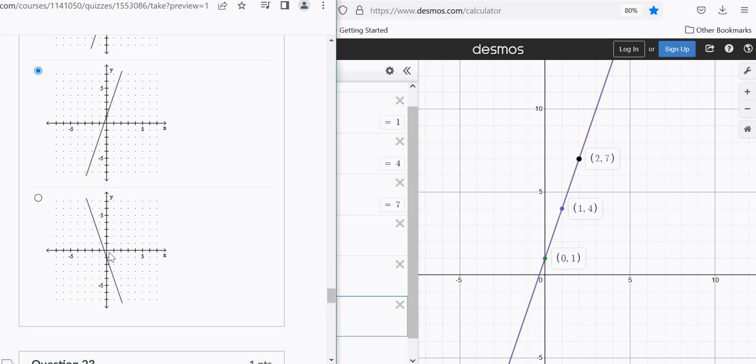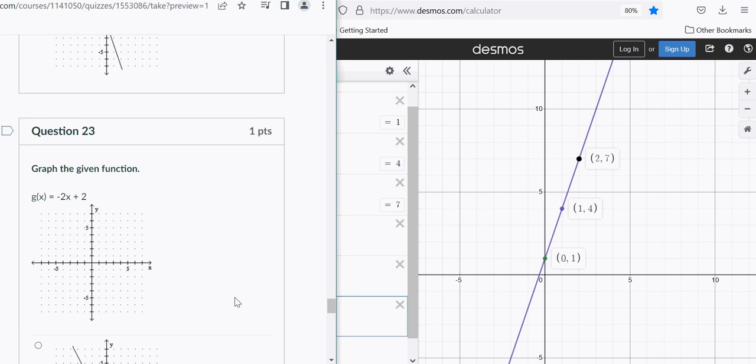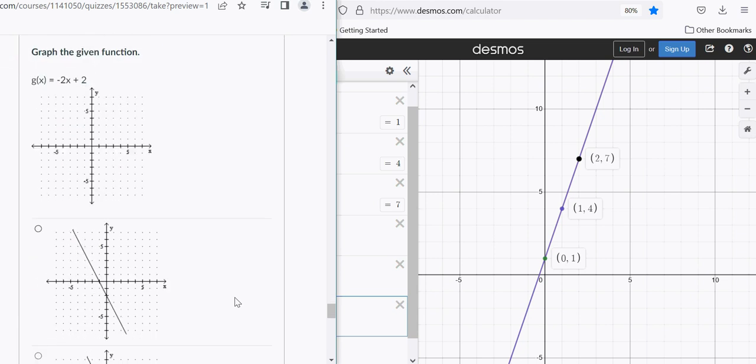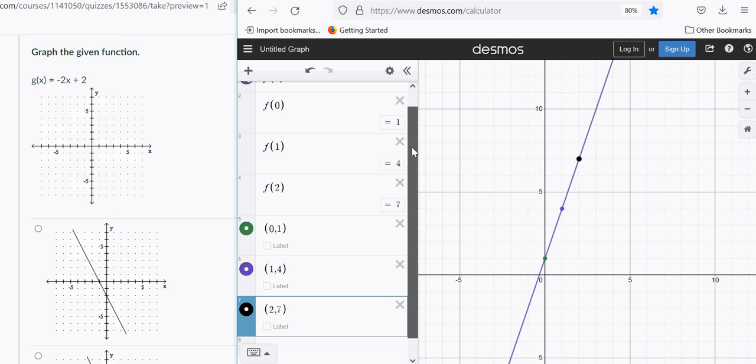Why is this one, the last one, not right? Because it goes down. It goes down from the left to the right. The graph goes down. Now, we're done with the first question. How about the second one?